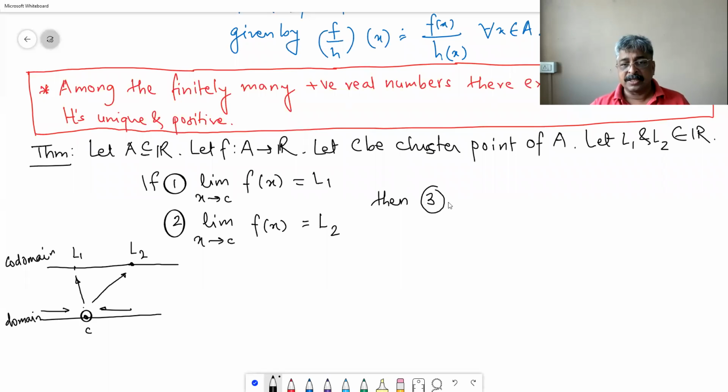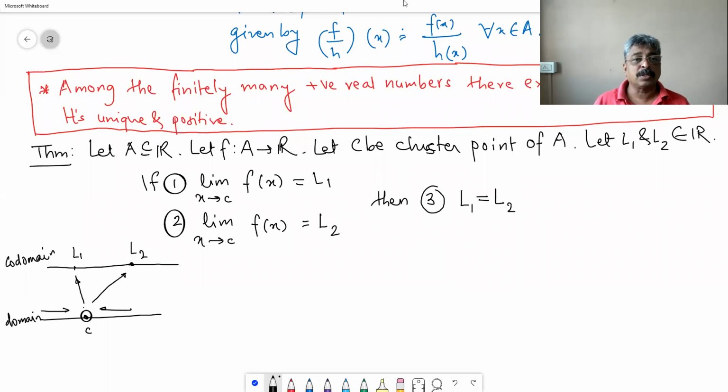If we go back to the definition of our limit, then the third part of this theorem must be L1 is equal to L2. That is the only thing we can conclude. We cannot afford to have some portion of the neighborhood of c go to L1 and some other portion of the neighborhood of c go to L2, with L1 and L2 distinct.